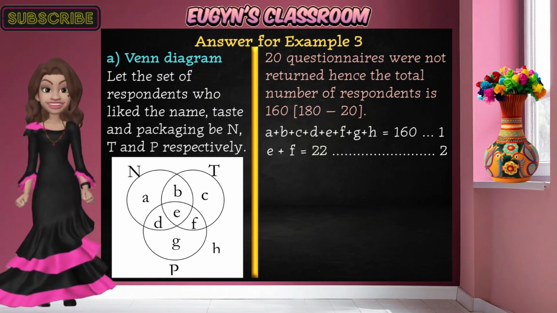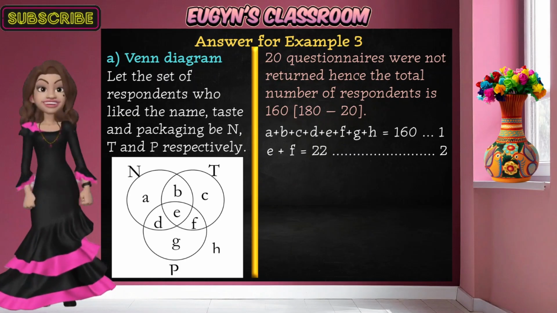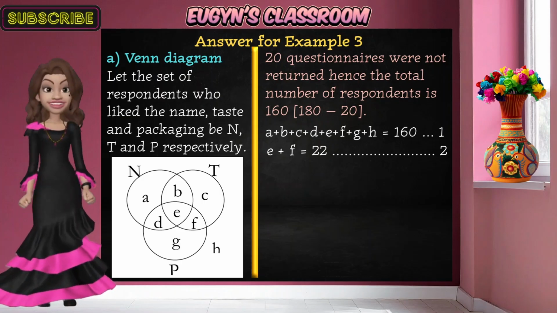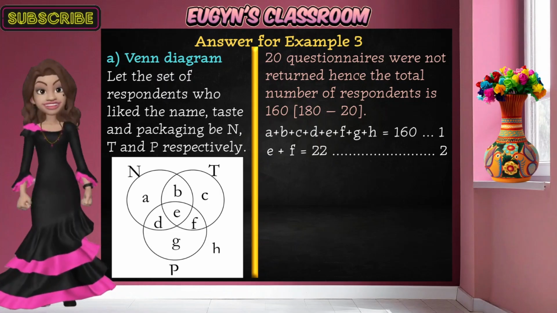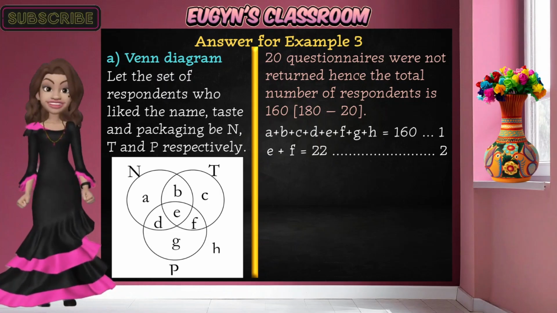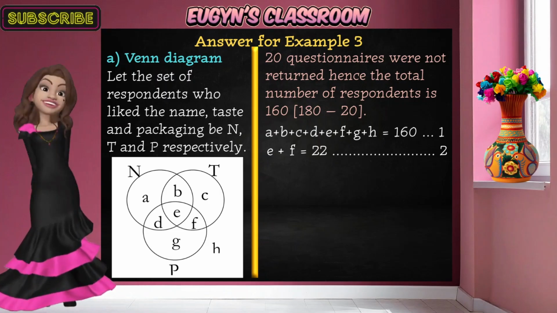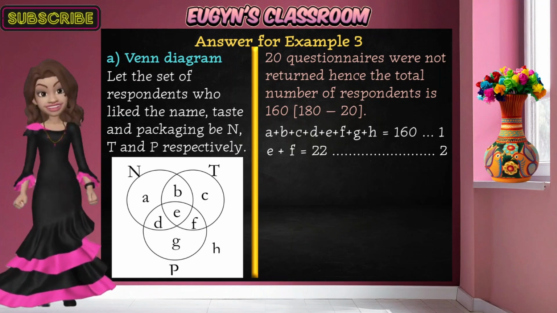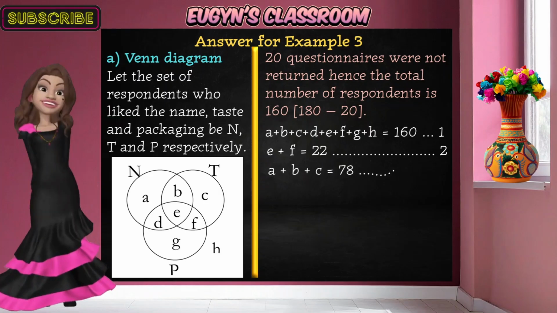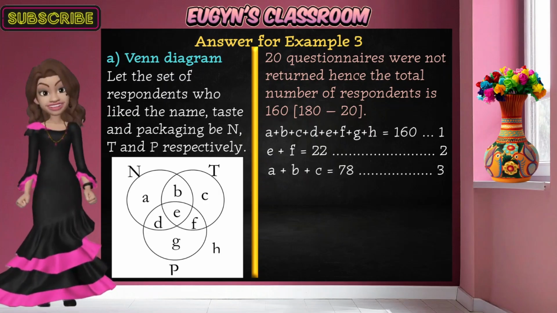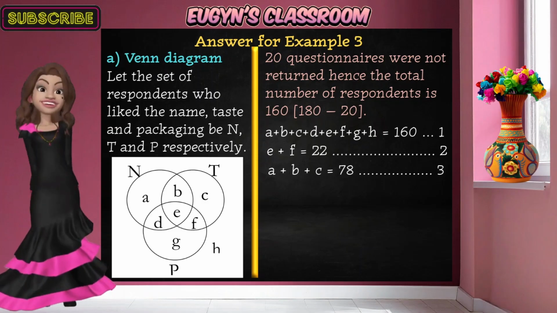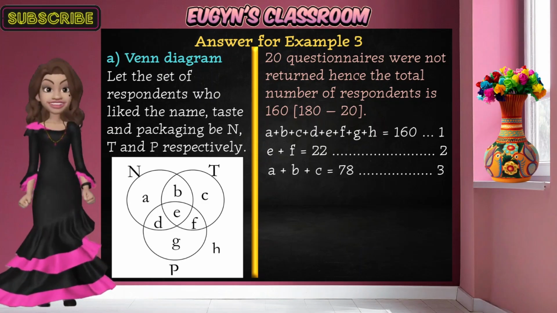Next, we're told that 78 people liked the name or the taste, but did not like the packaging. When you're told name or taste, that means either they like the name or the taste or both. But in this case, you're told they did not like the packaging. So for those who like the name only, that is A. Then name and taste, B. Then those who like the taste only, C. In that case, A plus B plus C equals to 78.